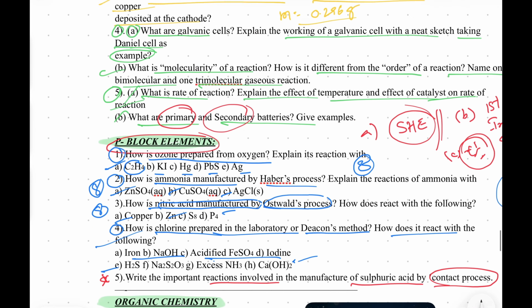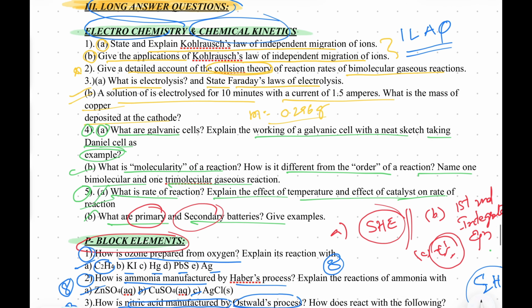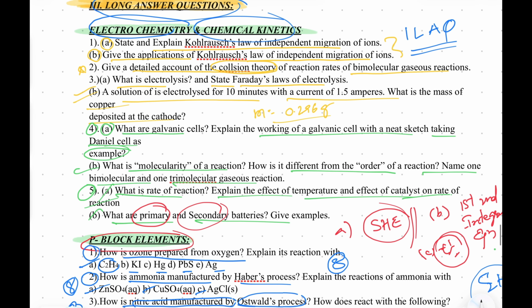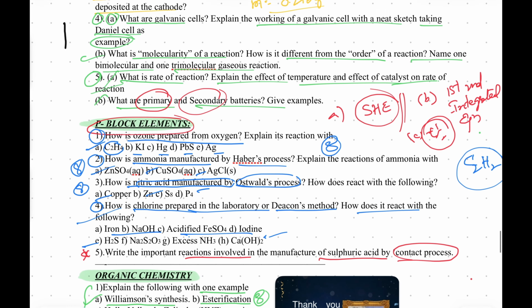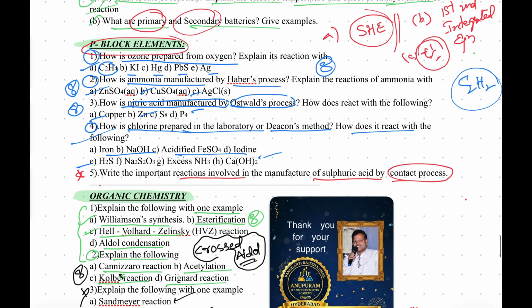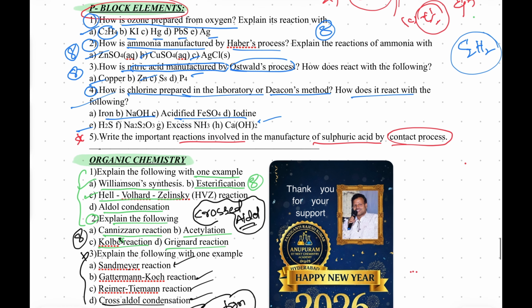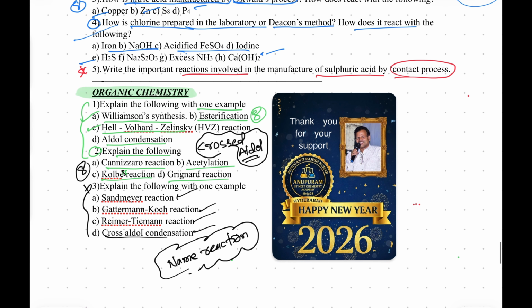So, from the first topic onwards, the most important LAQs are from electrochemistry and chemical kinetics. Okay. Next one, P block elements. Clear. Next we'll go for organic chemistry.